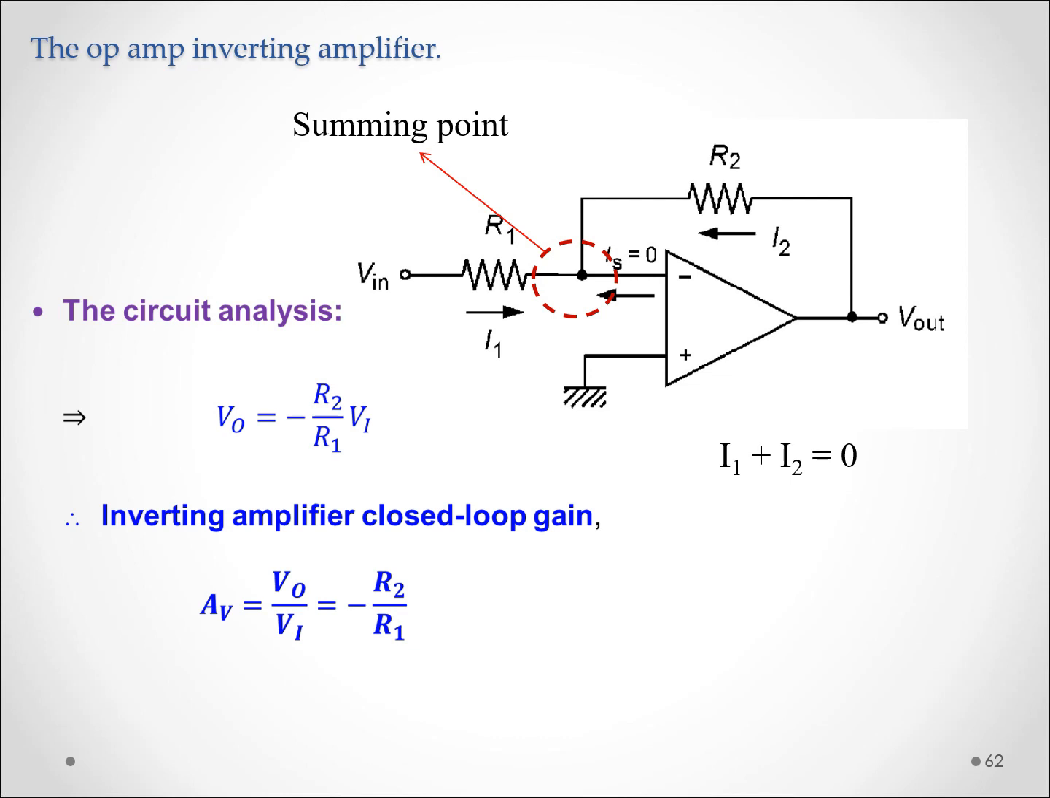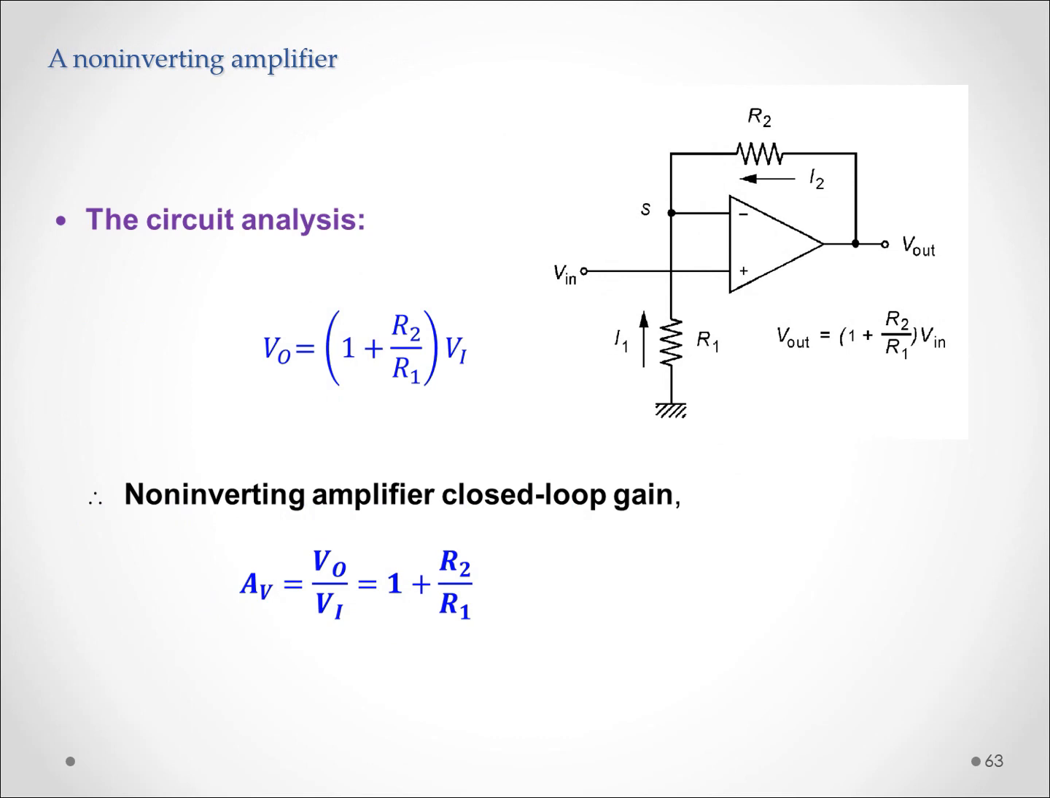For the non-inverting amplifier, the setup is the other way around, where V in will be connected to the positive input, and on the negative input channel, we will connect a resistor R1 and also a feedback from the output that passes through the resistor R2. From this circuit analysis, we have a new relationship where V out is equal to 1 plus R2 over R1 times V1, and the non-inverting amplifier closed loop gain AV is given by 1 plus R2 over R1.